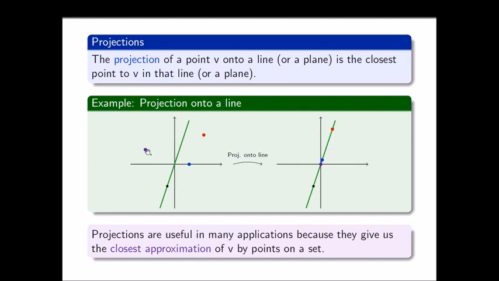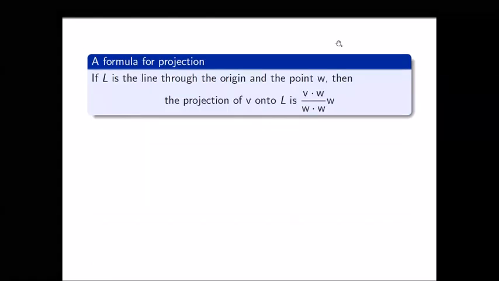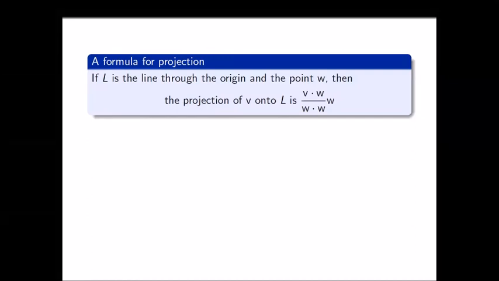So the way we do it is we draw a perpendicular from the point to the line, and where that perpendicular intersects the line happens to be the projection of these points. Now, projections are useful in many applications because they give us the closest approximation of V by points on a set. This begs the question, how do we actually compute projections? Thankfully, we have a formula.